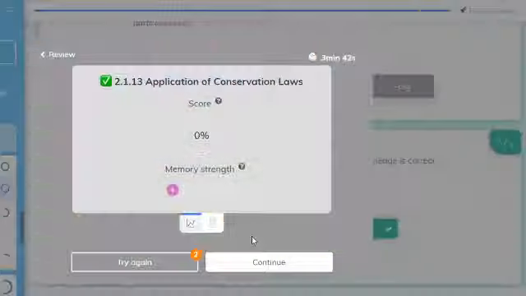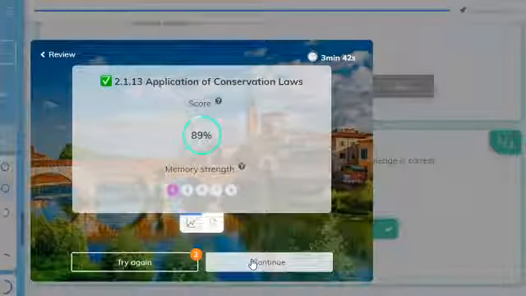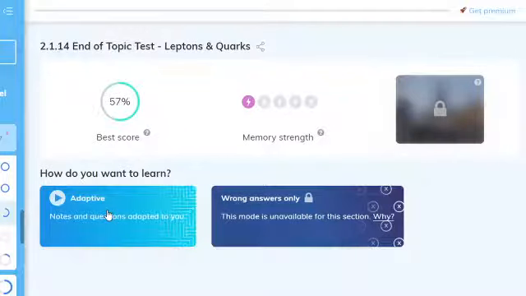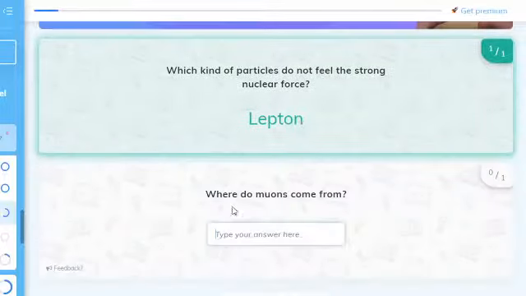So, this is now the end of topic test for this. There are leptons and quarks, which I haven't done brilliantly on the last time I did it. What kind of particle does not feel the strong nuclear force? Electron. Well, leptons. Where do muons come from?